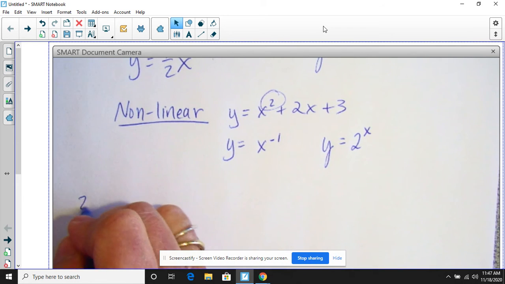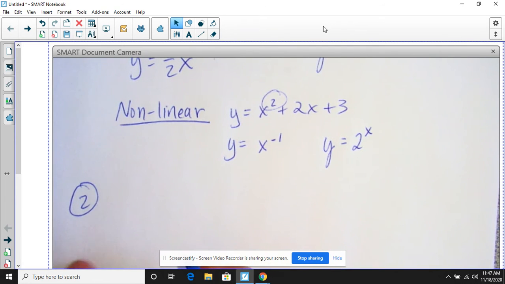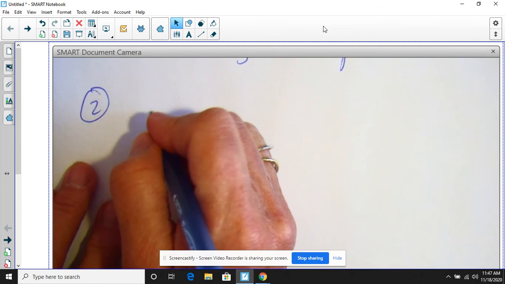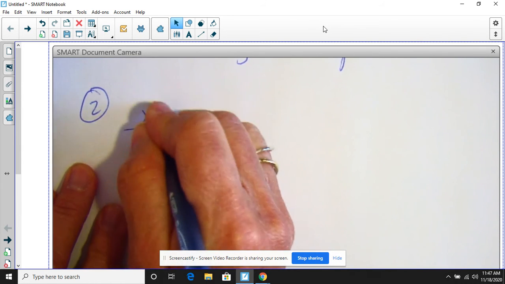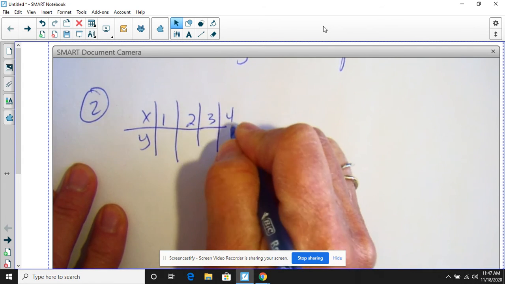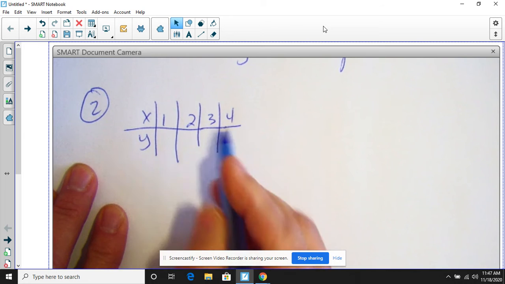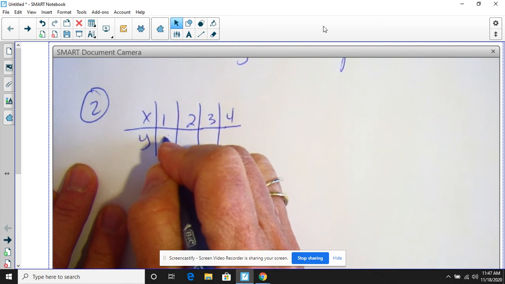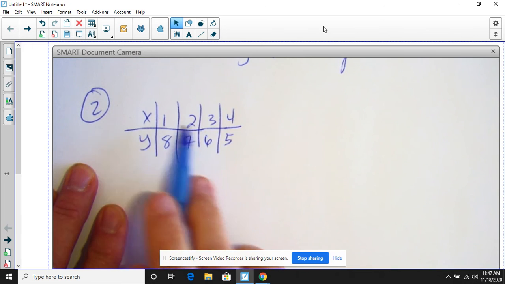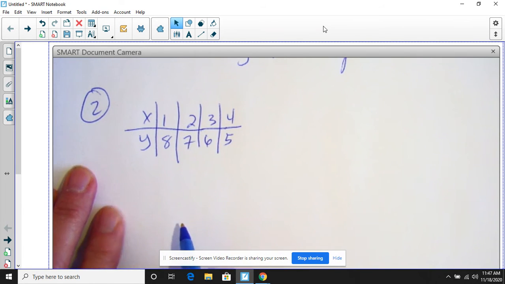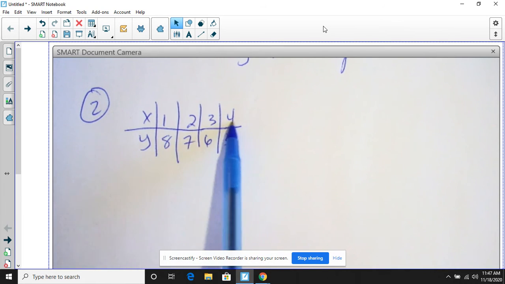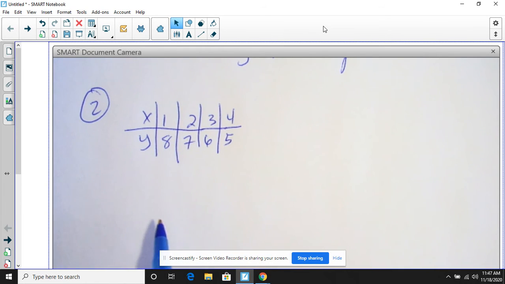Okay, another thing they're going to ask you to do is be able to look at a table and tell if it's linear or not. If a table of values is linear, then there's a constant change through all of your x's and your y's, like 1, 2, 3, 4, and 8, 7, 6, 5. These go down by 1, these go up by 1, but it's constant. The x's go up by a constant rate. The y's go down by a constant rate.